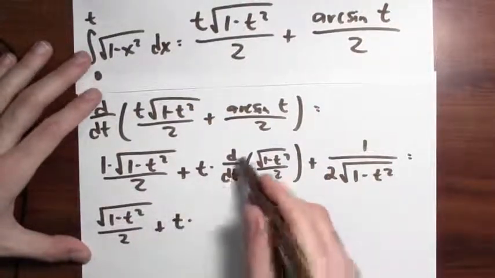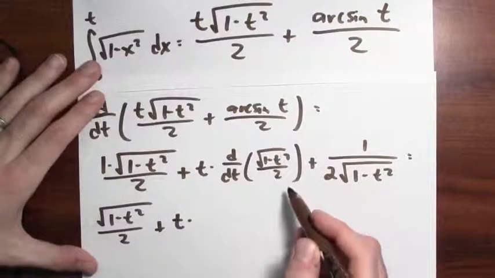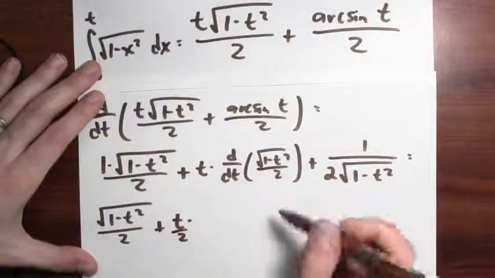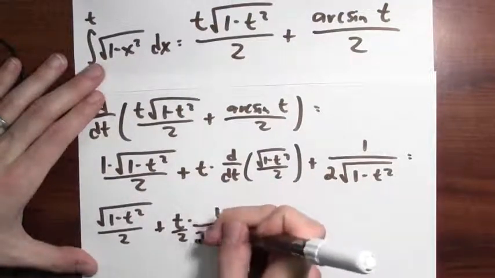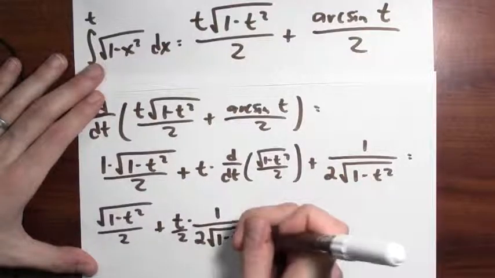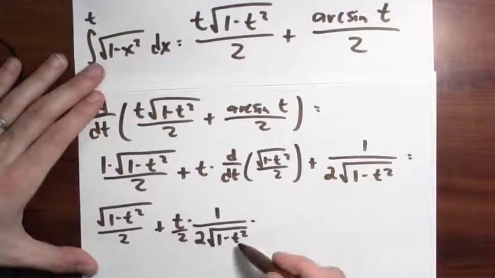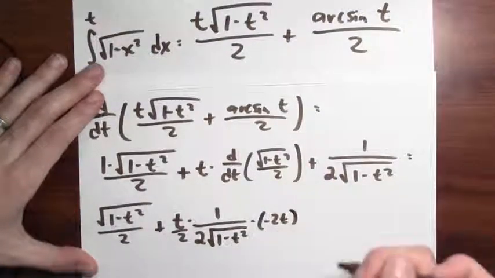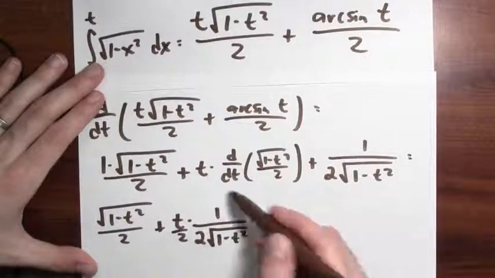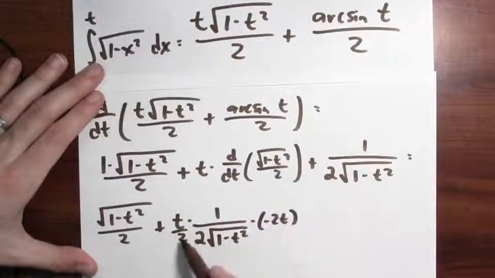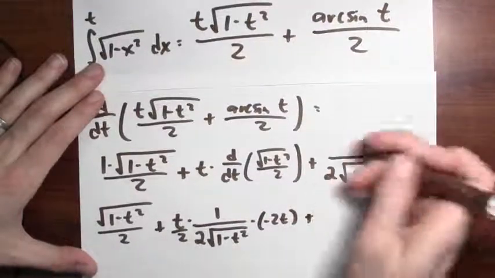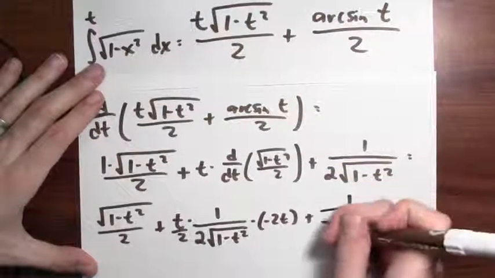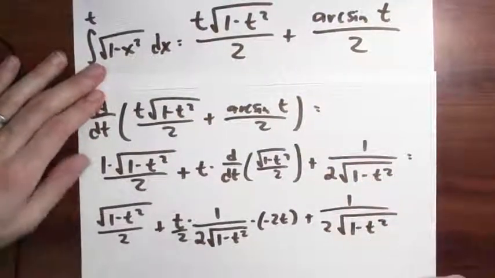Plus t times, now what's the derivative of this square root? Well, I'll put the over 2 here, so I just have to differentiate the square root of 1 minus t squared, and that's 1 over 2 times the square root of 1 minus t squared. And then it's times the derivative of the inside function, and the derivative of 1 minus t squared is minus 2t. All right, so that's the derivative of the square root of 1 minus t squared over 2. The over 2 is there, and that's the derivative of just the square root of 1 minus t squared. And I'll just add the derivative of arcsine t, 1 over 2 the square root of 1 minus t squared.